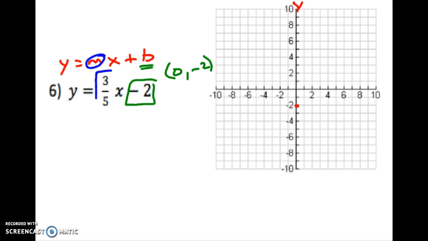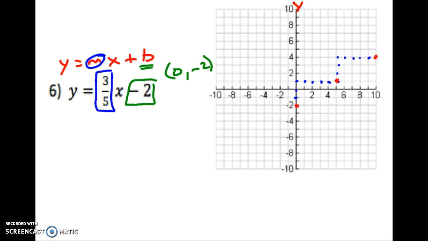Slope in this case is 3/5, meaning that we're going to go up 3. So 1, 2, 3, and we're going to go to the right 5. 1, 2, 3, 4, 5. So that gives us a point there. Repeat the process. Up 3, to the right 5. You have a point there.